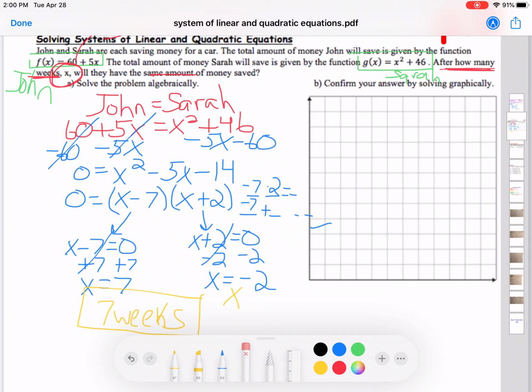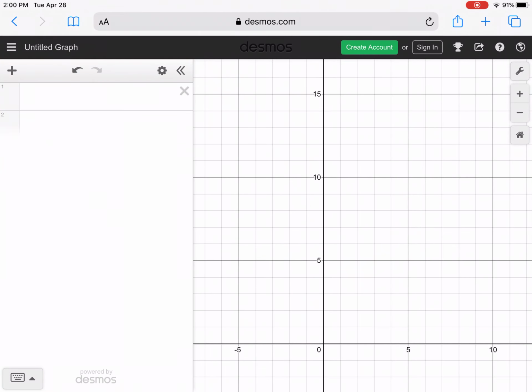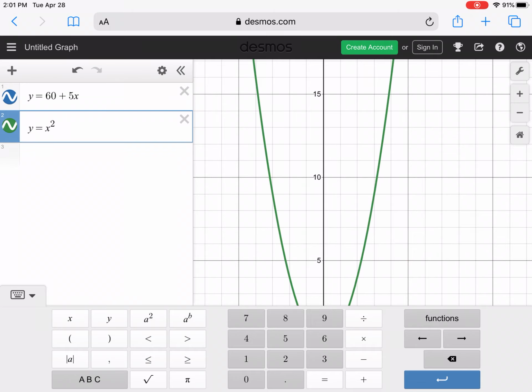Now, the rest of this problem here wants us to confirm our answer by solving graphically. So let's go ahead and graph both of these equations. Again, you can use your calculator here. If you come back to y equals, you can type into your first equation here, y equals 60 plus 5x. And let's go ahead and graph our other equation at the same time, which is y equals x squared plus 46.